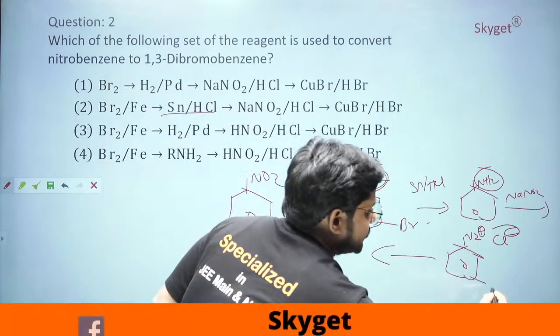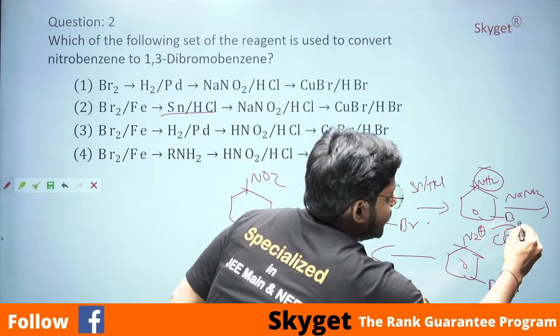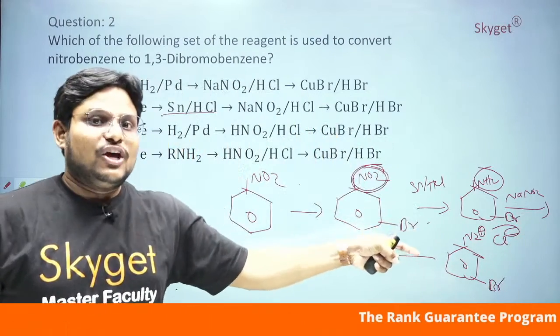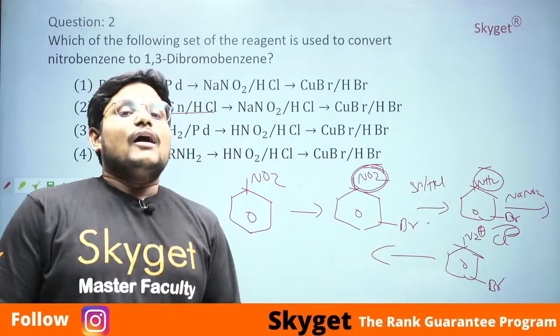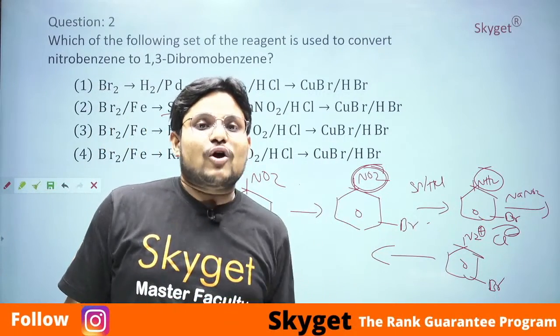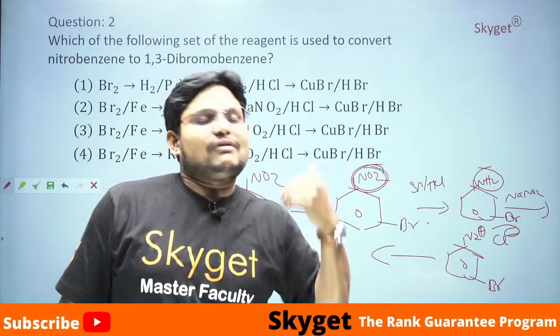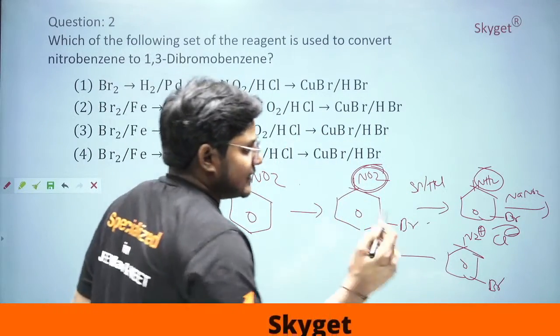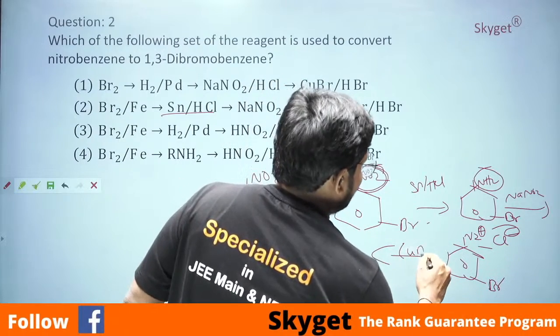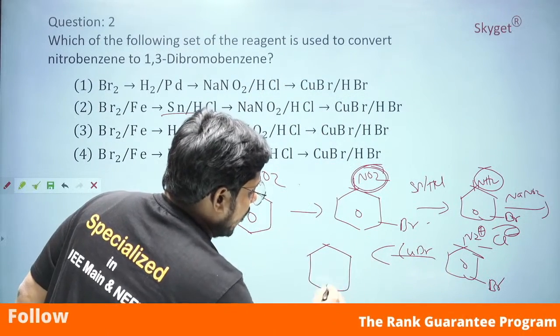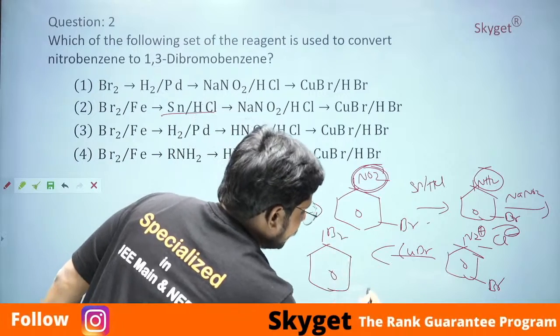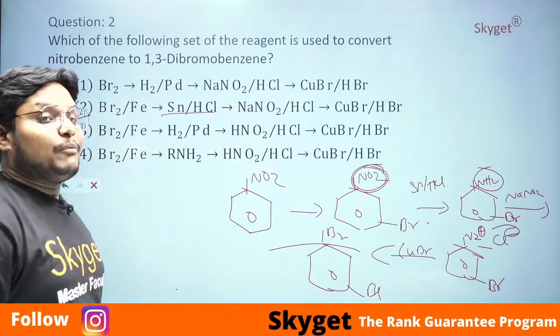Now if you remember the Sandmeyer reaction, you can check our previous videos. We have done previous videos on the Sandmeyer reaction and its detailed mechanism. That will help you a lot, students. So what is happening? When you react them with CuBr, N2 will go out and you will get 1,3-dibromobenzene.